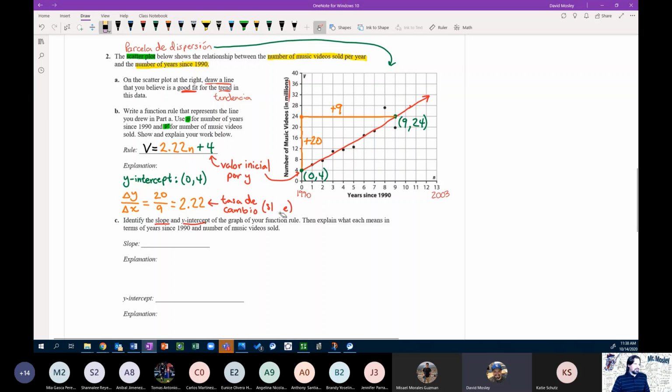I don't know why I can't write the letter P very well. And we have the y-intercept here. So for the slope, we have 2.22. Explain what each means in terms of years since 1990 and number of music videos sold.